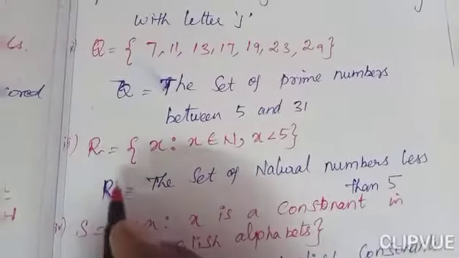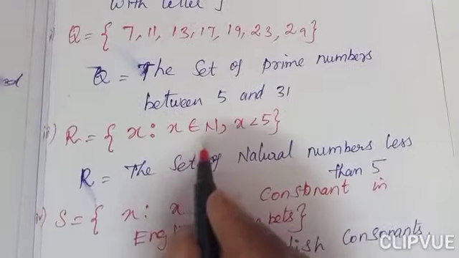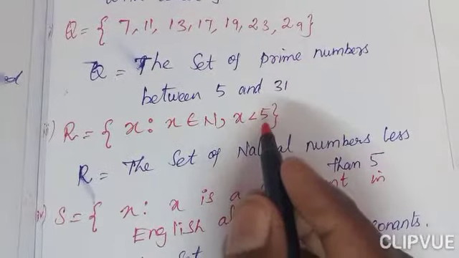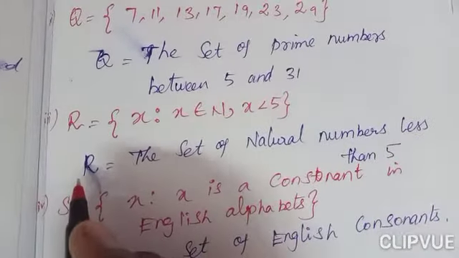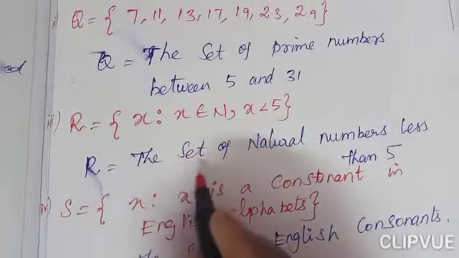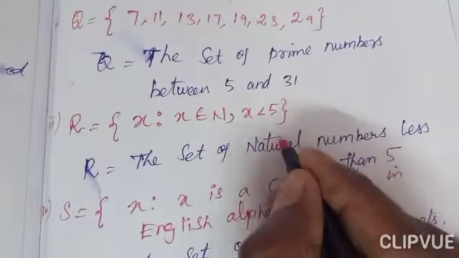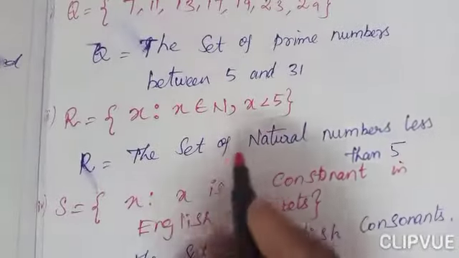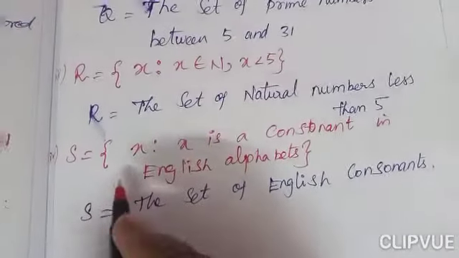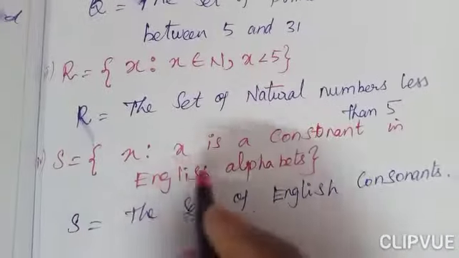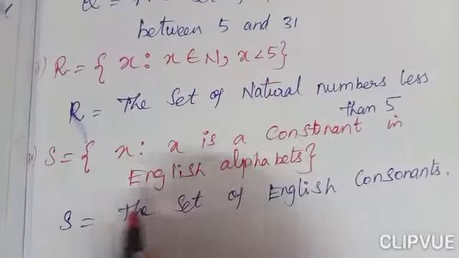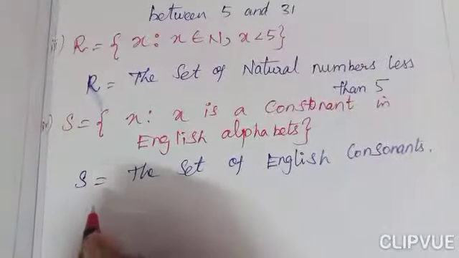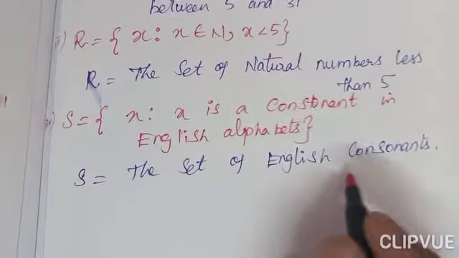Look at the third one. Set R equals x such that x belongs to capital N, capital N is the natural numbers, x less than 5. Set R equals the set of natural numbers less than 5. Look at the last one. S equals x such that x is a consonant in the English alphabet. S equals the set of English consonants.